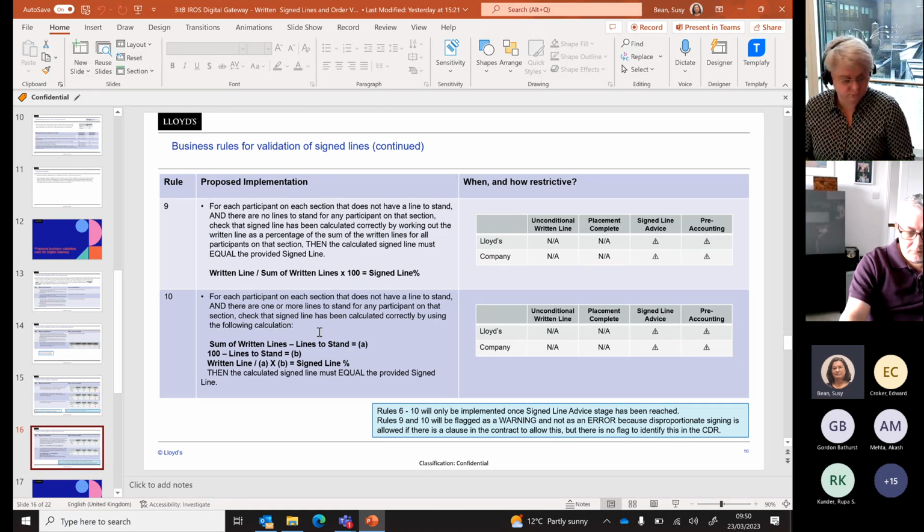And basically what we're saying is if disproportionate signing is not allowed, then these rules absolutely should stand, but we have to put it as a warning, because if disproportionate signing is allowed, then... we're saying it's a warning because it might be that disproportionate signing is allowed. So this is based on the way that DXC do this today, and we've been through this and we've confirmed the rules.